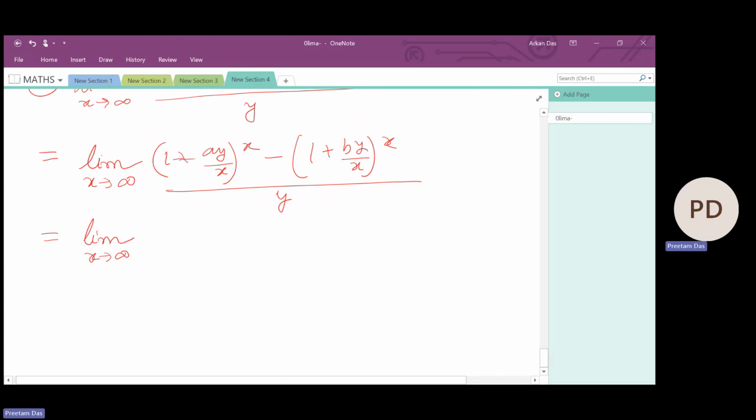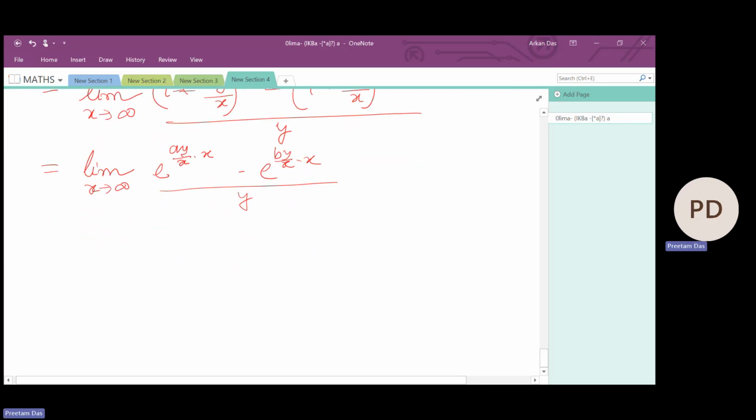So here and here in these two, we can again say it is 1 raised to infinity. So how will we solve these two limits? Again, e raised to fx minus 1. So ay by x and then times gx. Times gx is x itself. Minus here e power by by x times x divided by y.